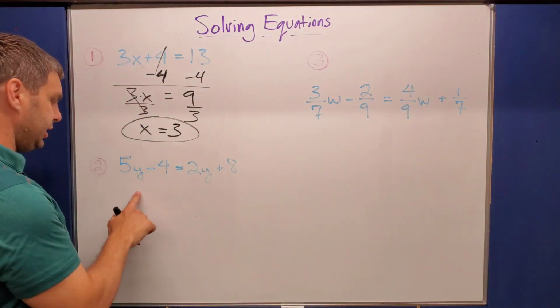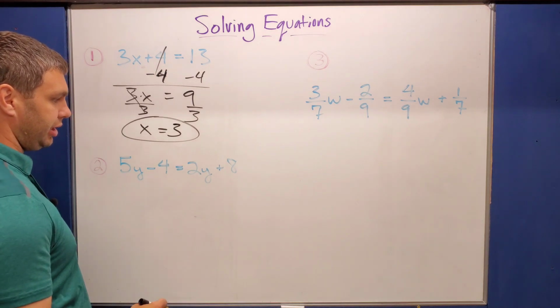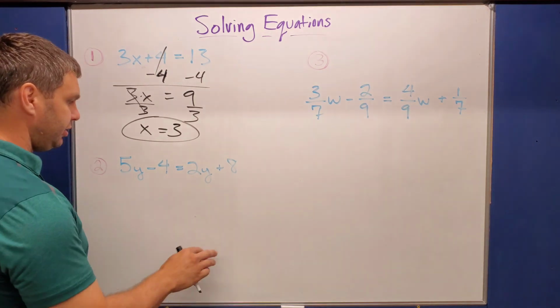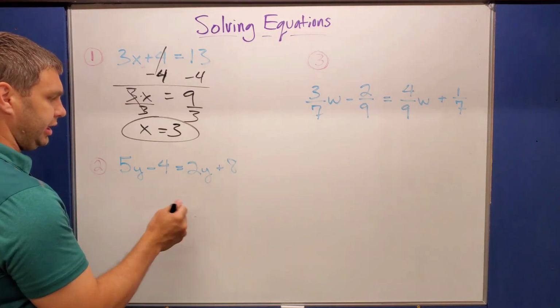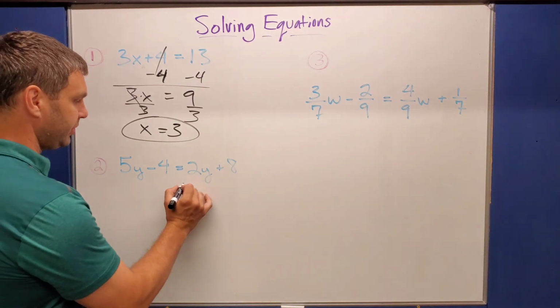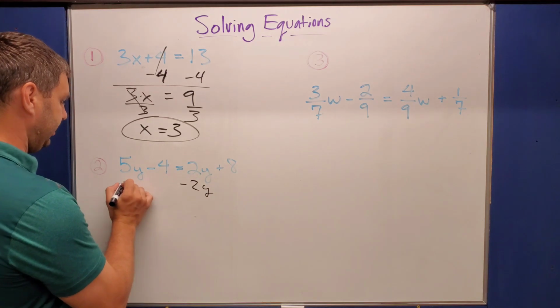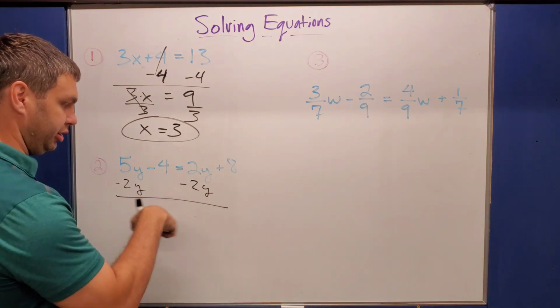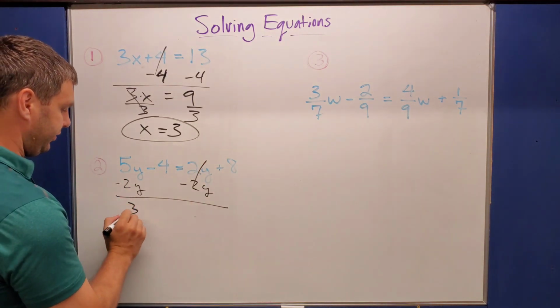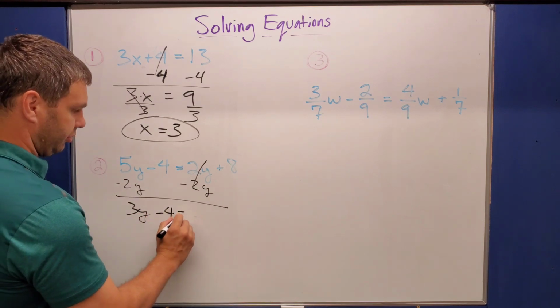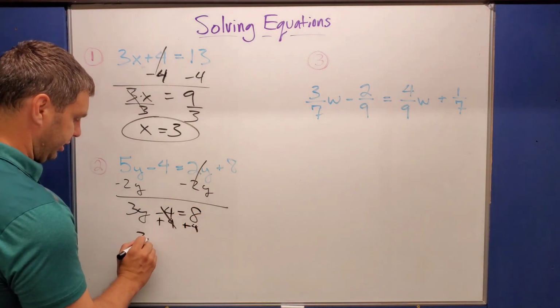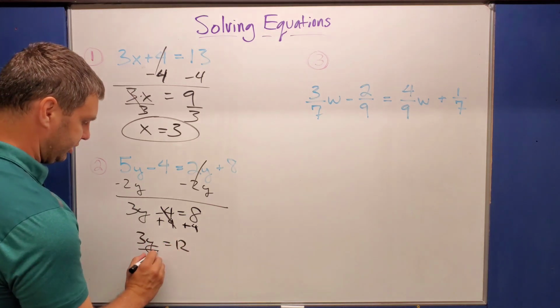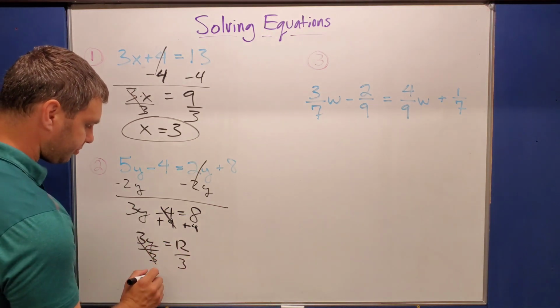Let's try number 2. It says 5y minus 4 equals 2y plus 8. A little trick for you: if you move your smaller variable term to the other side, that'll always give you a positive number. So if I subtract 2y, moving the smaller one, now I have a positive 3y minus 4 equals 8. Add 4, and then 3y equals 12.